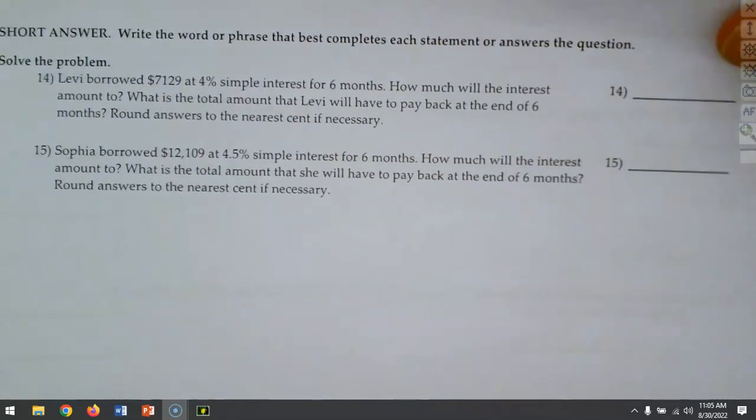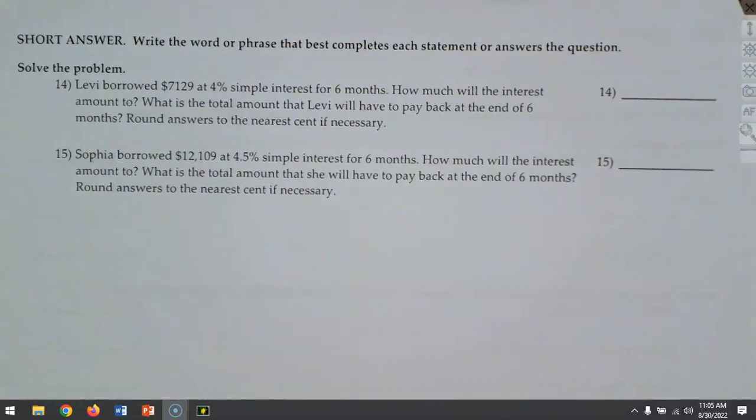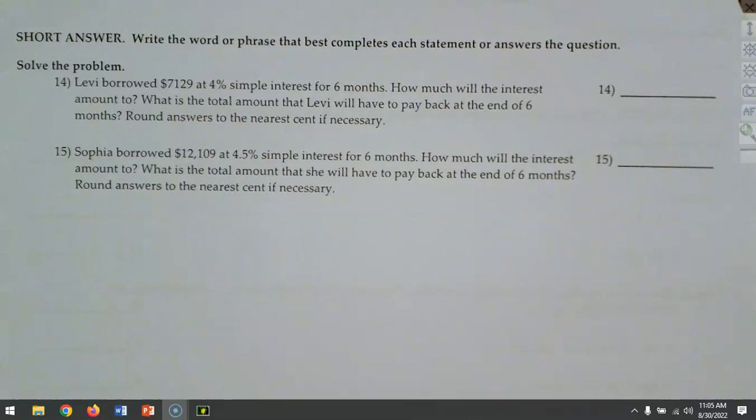So let's talk about question 15 on 1-1. Question 15, we are looking at simple interest. When we talk about simple interest, we have to make sure that our time is measured in terms of years and not in months. So we're going to read it, we're going to write up our formula, and then we're going to write up the equation and finish it from there.